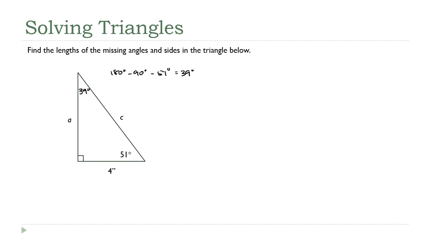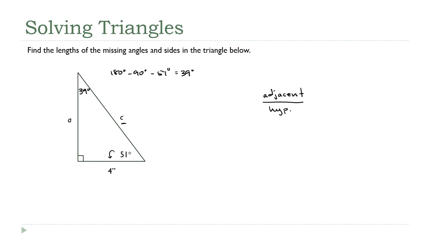All right, so now how about the sides? To get the sides, this is where the trigonometry part is going to come in. Let's start off by looking at this side C here. If we think about this 51-degree angle, this 4-inch side is the adjacent side. And that C side up there, obviously, that's the hypotenuse. So I know the adjacent side's length, and I know the length of the hypotenuse.